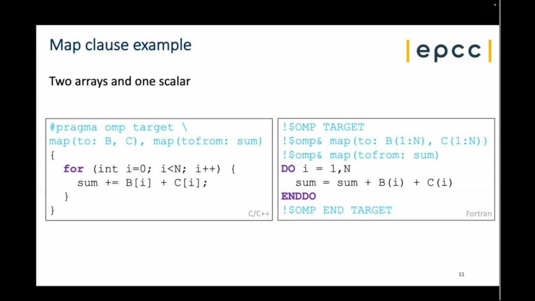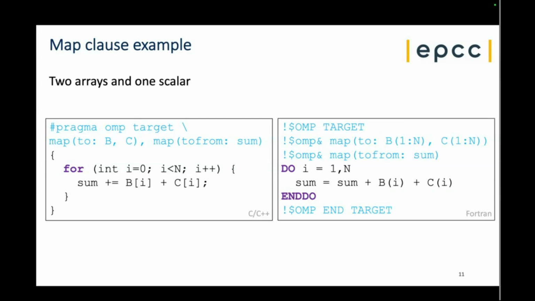However, there is something we have changed, which is the scalar variable sum. So we want to make sure that when we're finished, the value of sum is moved back from the GPU to the CPU, because that's the result we care about.